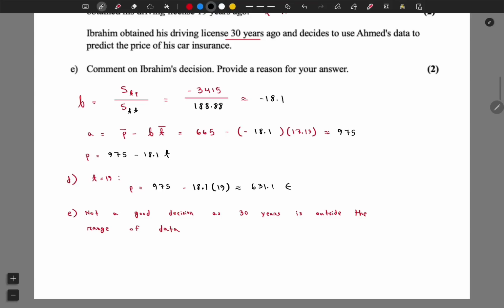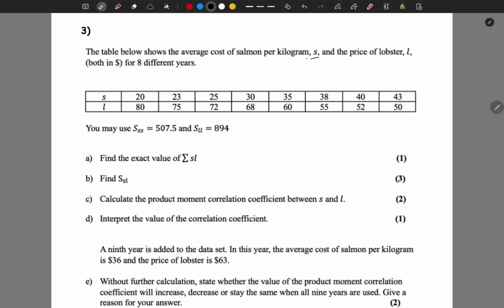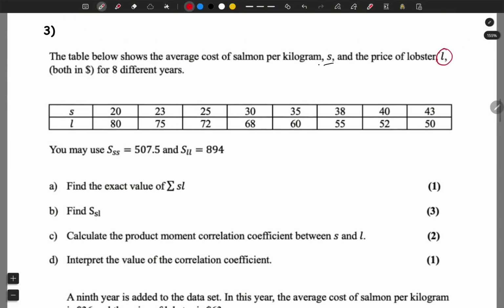Now moving on to the next part of the question, the third part of the question paper. The table below shows the average cost of salmon per kilogram, which is S, and it also shows the price of lobster, which is L, both in dollars for 8 different years. So the table is given for S and L. Now you may use summary statistic of double S and summary statistic of double L.